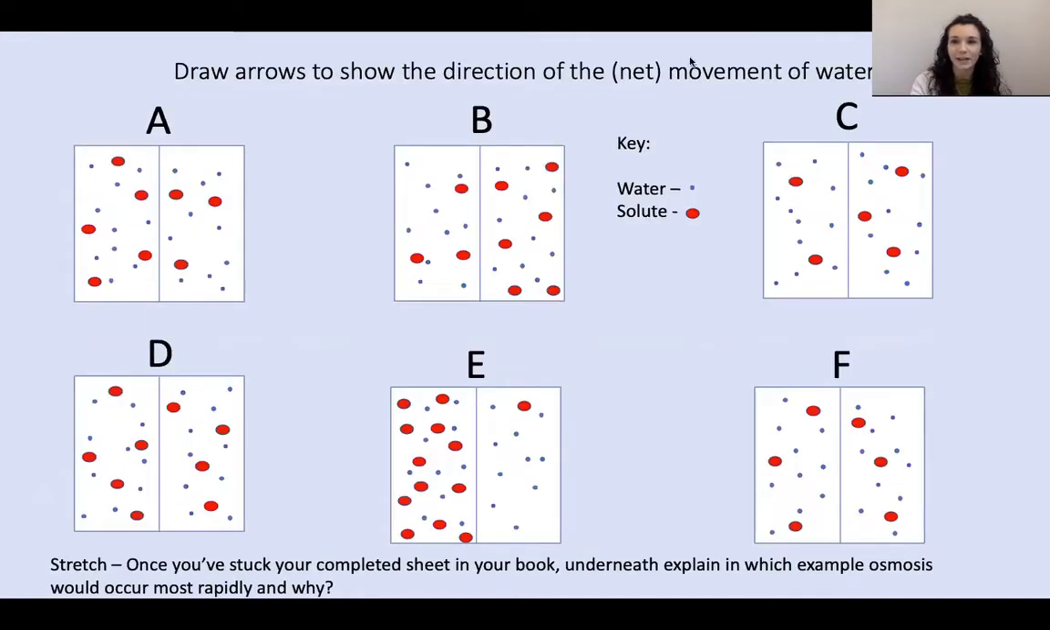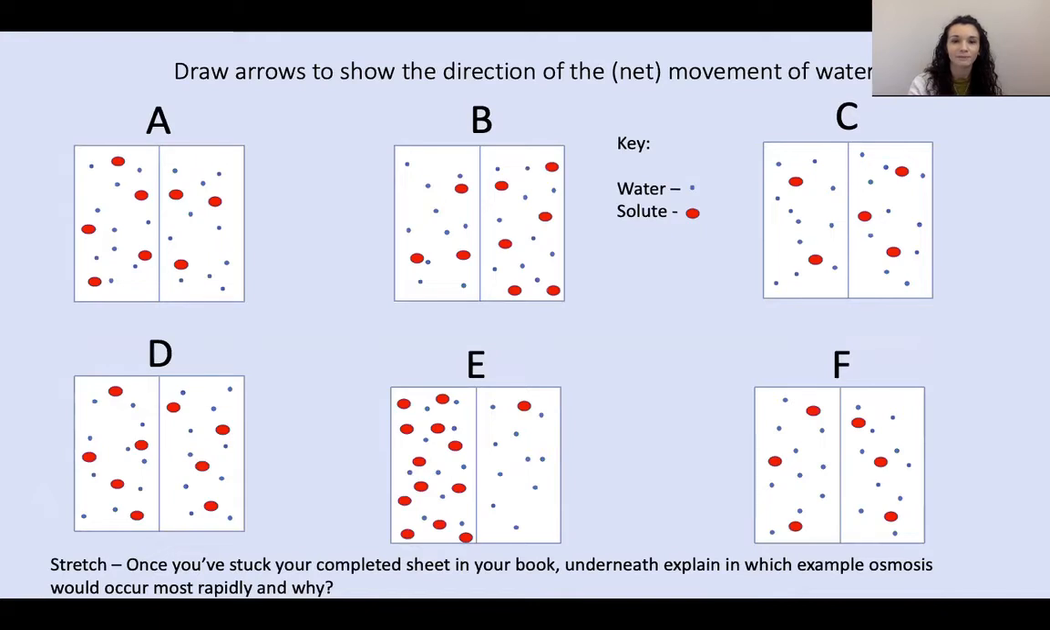Fantastic. So the next thing that I would like you to do, please, is have a look at these 6 examples of where osmosis would occur. And I would like you to draw an arrow for each one. So just write out A, B, C, D, E, F, and then draw your direction arrow next to it to illustrate the direction that osmosis would occur, so the direction that the water molecules would move. So pause the video now and have a go at that.